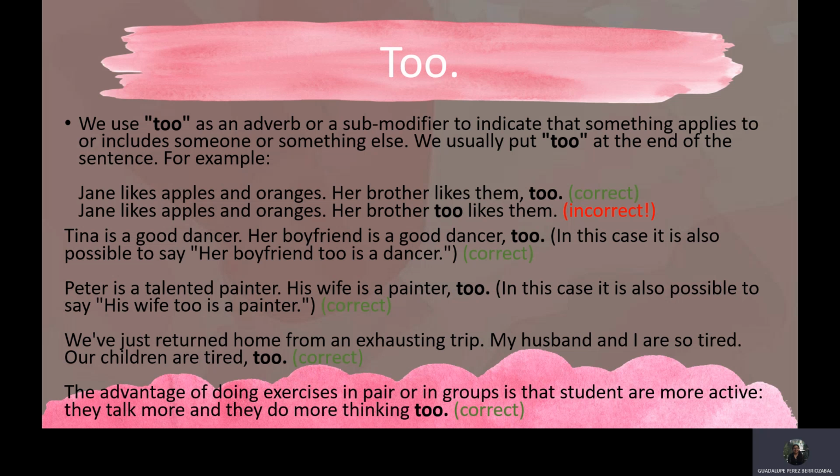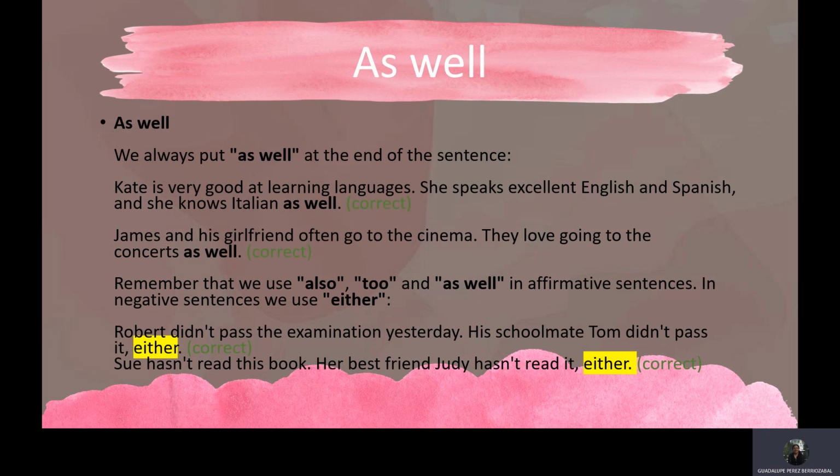And finally, as well. We always put as well at the end of the sentence. Kate is very good at learning languages. She speaks excellent English and Spanish, and she knows Italian as well. At the end of the sentence, we can find as well. James and his girlfriend often go to the cinema. They love going to concerts as well.